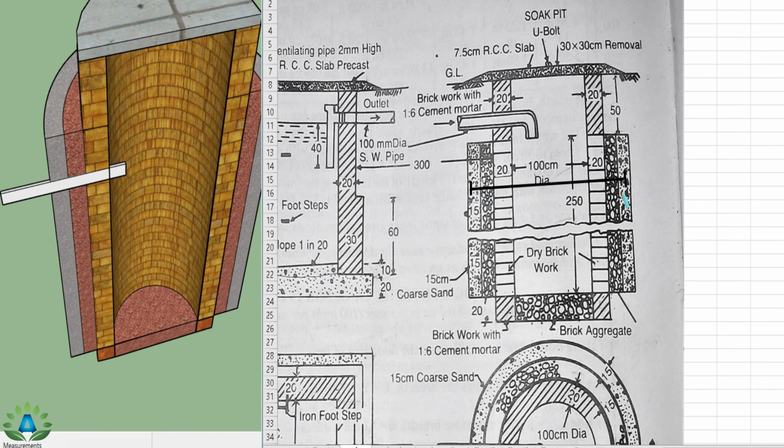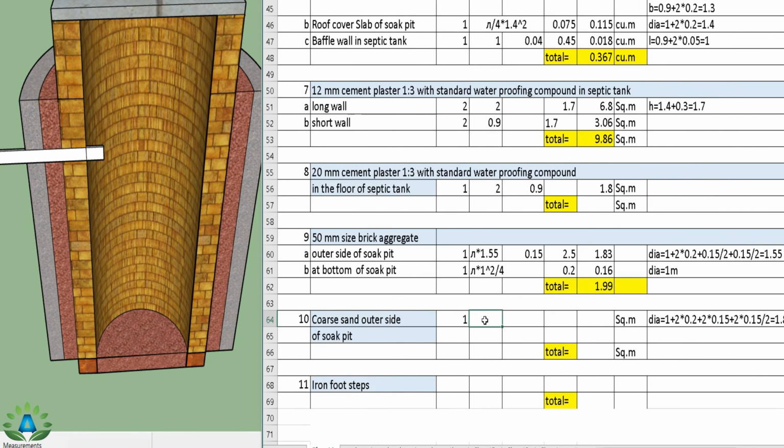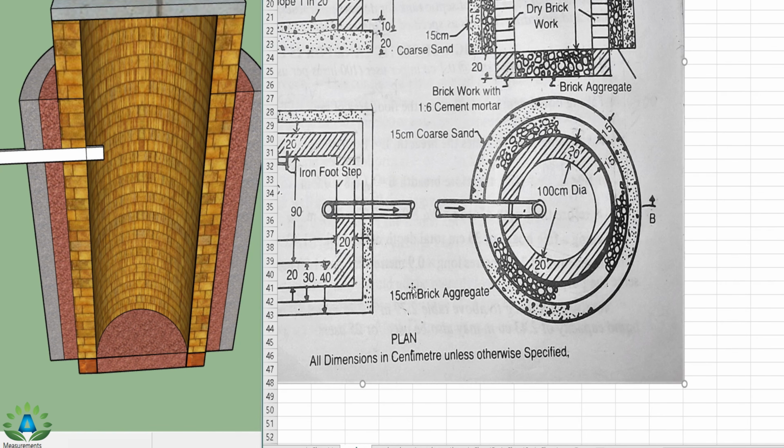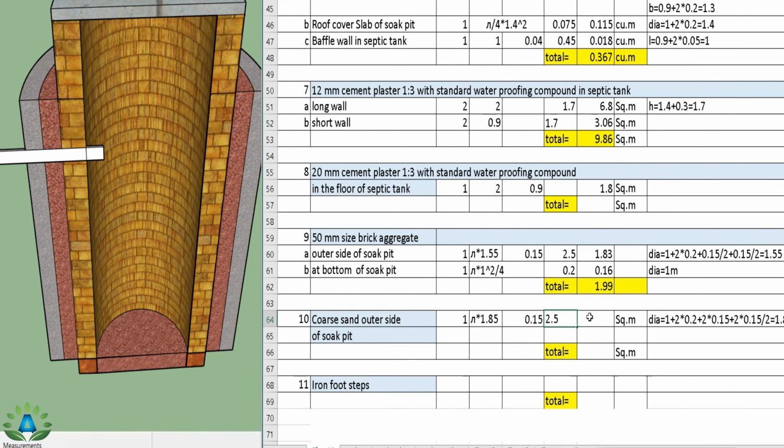So diameter equals to this inner portion is 1 meter plus 2 times 0.2, that means these walls are of 20 centimeter, and this aggregate is also 15 centimeter, 2 into 0.15, and plus while finding the center to center we have to do 2 into 0.15 by 2. So we get diameter of 1.85. So this is also the hollow portion, so we have to write pi into d, so pi into 1.85, and the width is this coarse sand is of 15 centimeter, so 0.15 coarse sand, and it is up to the height of 250, that is 2.5. So the total quantity is 2.18 cubic meter.